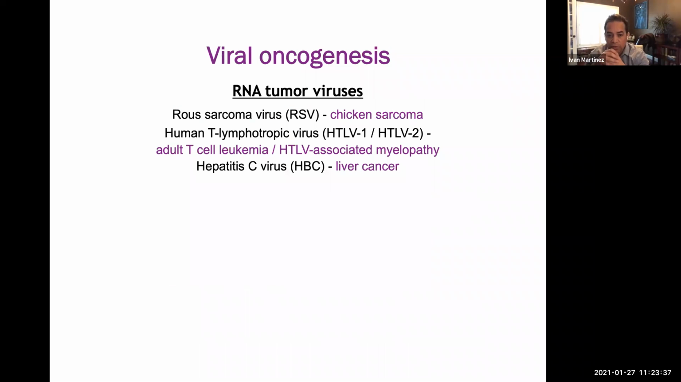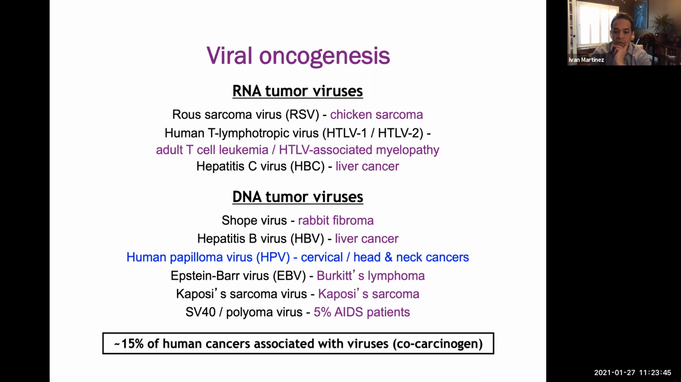Now we know they are not only RNA tumor viruses like the Rous sarcoma virus, HTLV, or hepatitis C, which causes liver cancer, but also DNA tumor viruses: hepatitis B virus, Epstein-Barr, Kaposi, SV40, and in this case, HPV, the one we're going to be talking about. We know that 15% of human cancers are associated with viral infections.